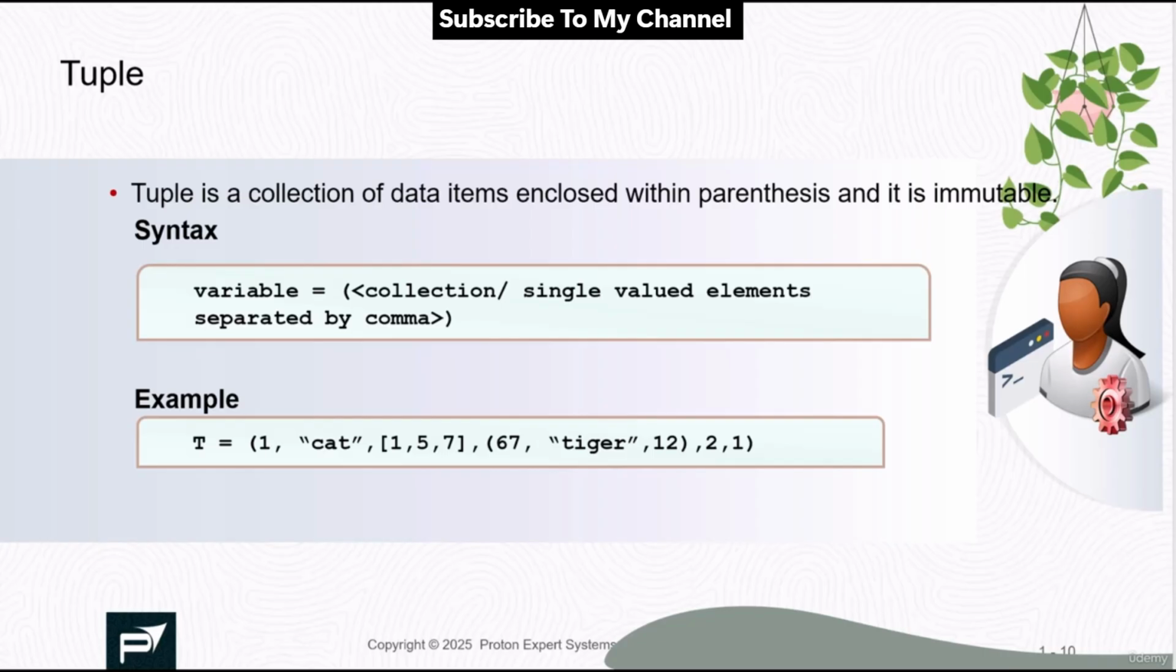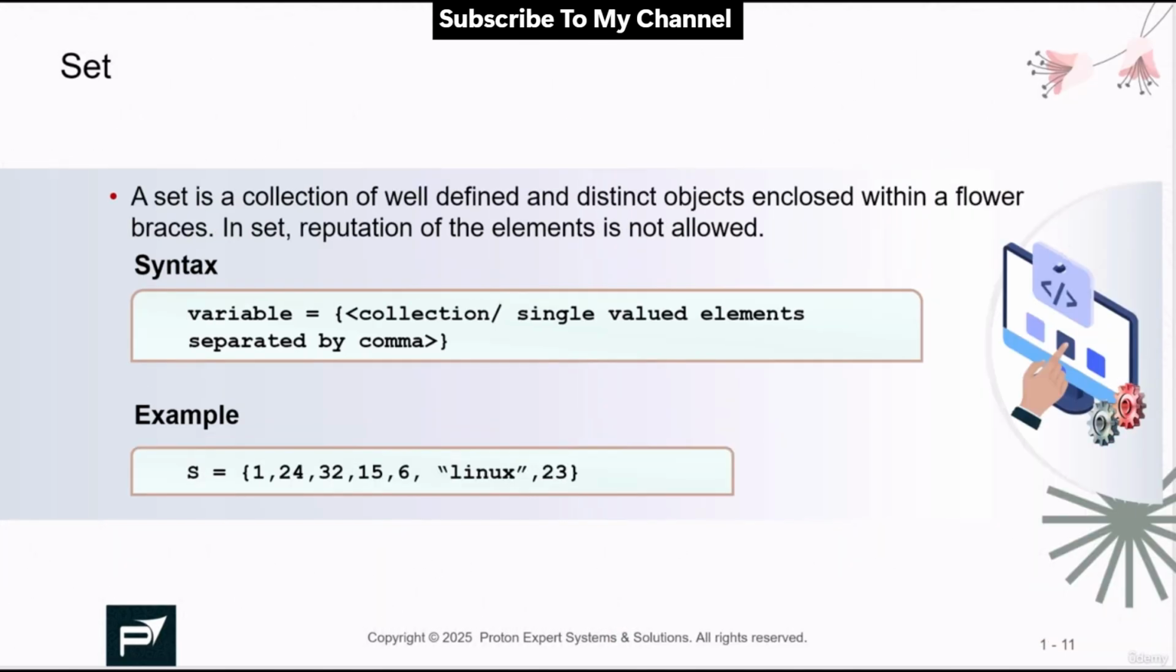Let's see what a set is. A set is a collection of well-defined and distinct objects enclosed within curly braces. In a set, repetition of elements is not allowed. The syntax for a set is variable is equal to a collection or single valued elements separated by comma. You can see the example for set.